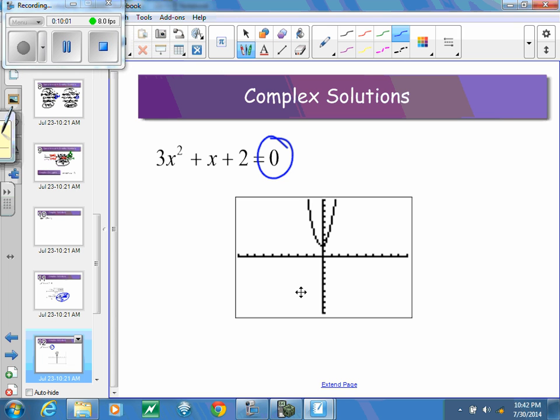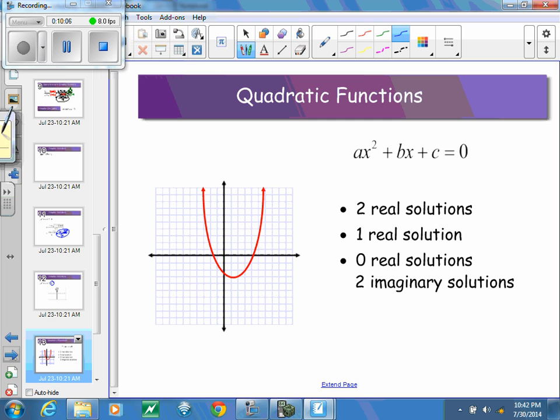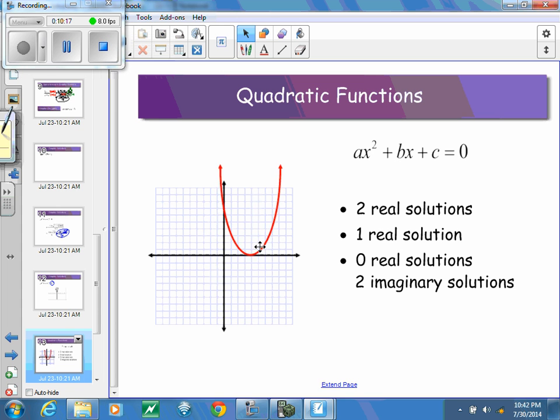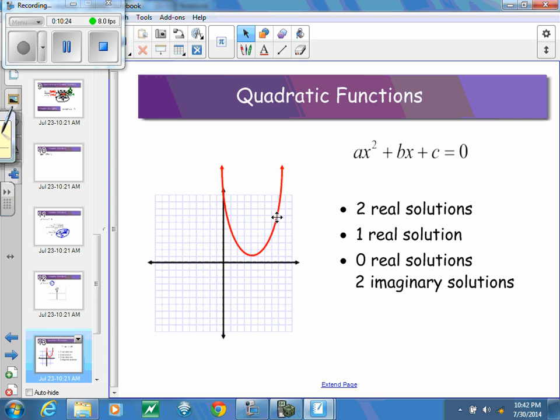And that happens every once in a while. Sometimes with quadratics, you get two solutions. Sometimes you get one solution. Sometimes you get no solutions. You're going to get two solutions when that parabola is crossing your x-axis at 2 points. You're going to get one solution if the vertex of your parabola is only on the x-axis. And you're going to get no solutions if your parabola is not crossing the x-axis at all. And if you have zero real solutions, that means you have two imaginary solutions.